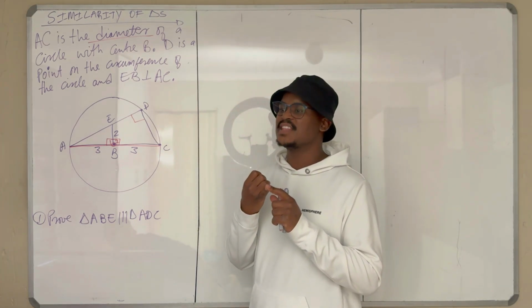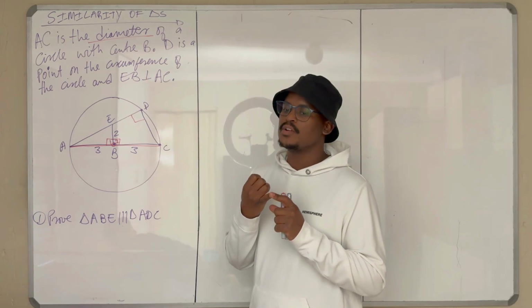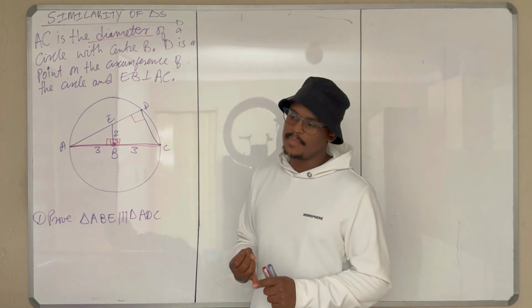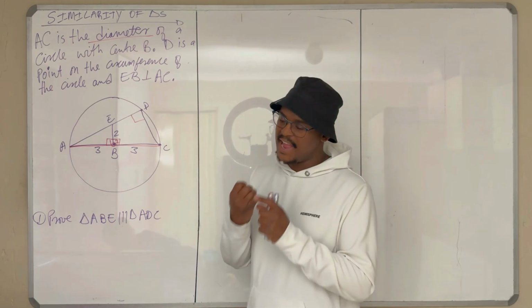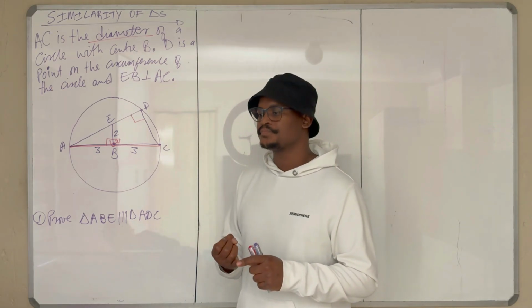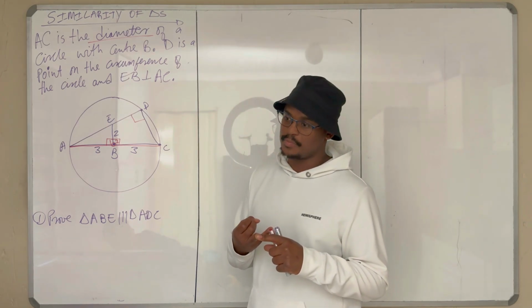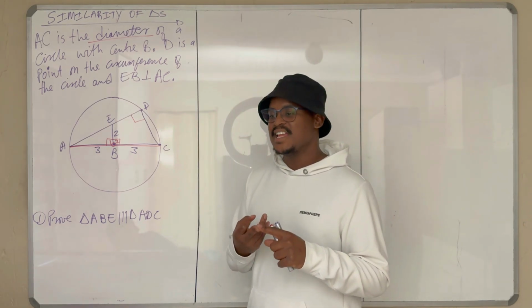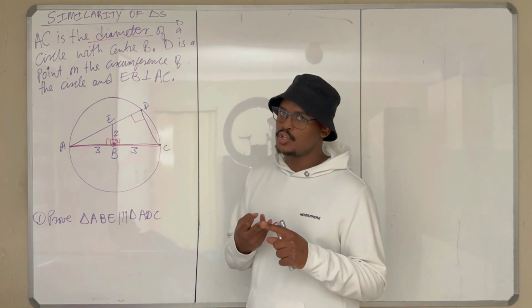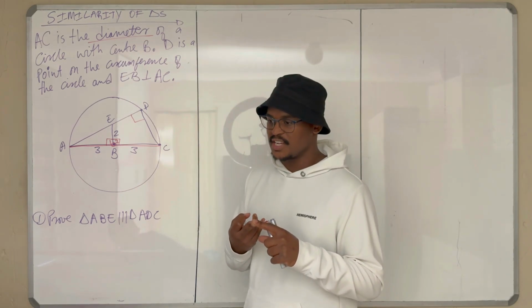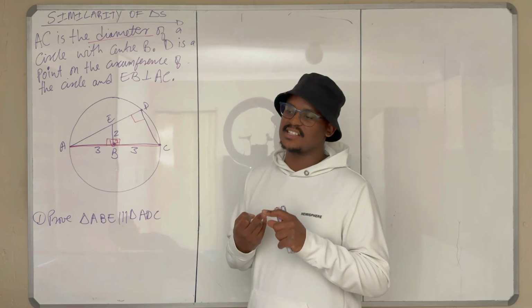One, you must show that they are equiangular, so to show that a minimum of two pairs of angles are equal in measure. Two, you must show all three pairs of corresponding sides are in proportion. And three, you must show that two corresponding pairs of sides are in proportion, and their included angles are equal.